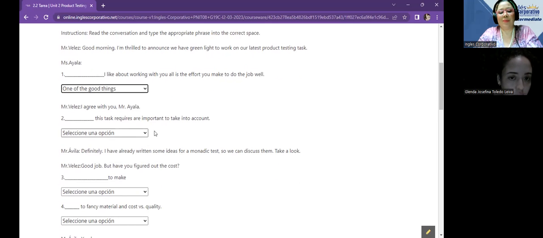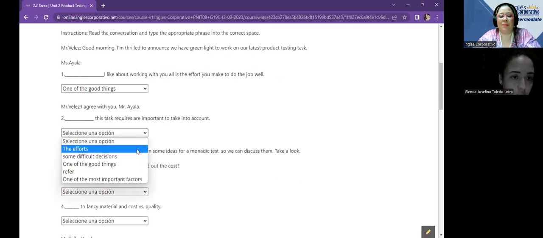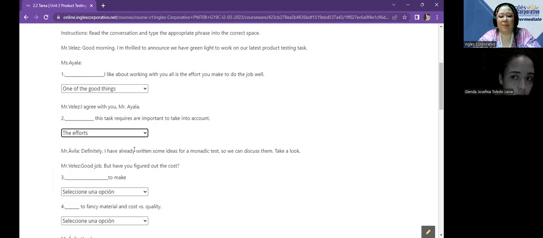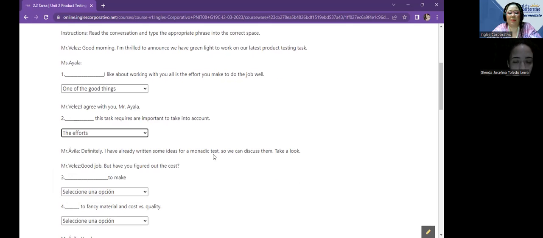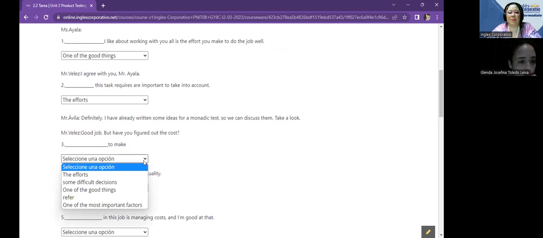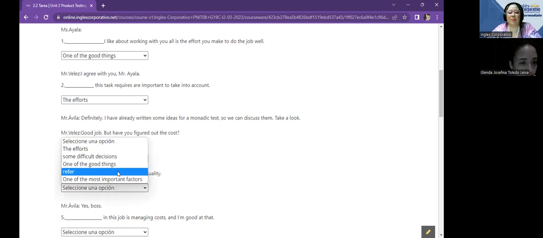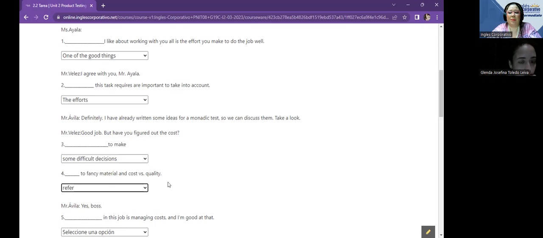This task requires important to take the point. Mr. Adela, the family, I have already in mind some ideas. Some difficult decision to make. To planting material. Refer to planting material.